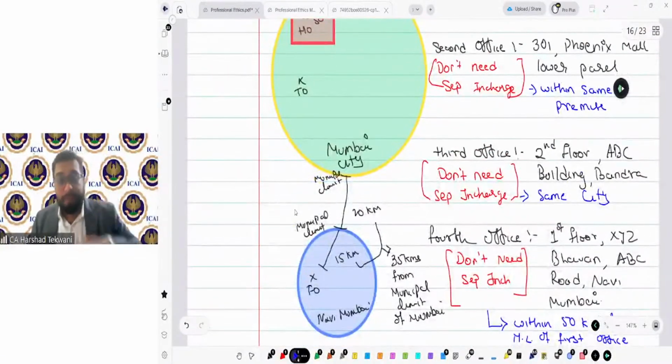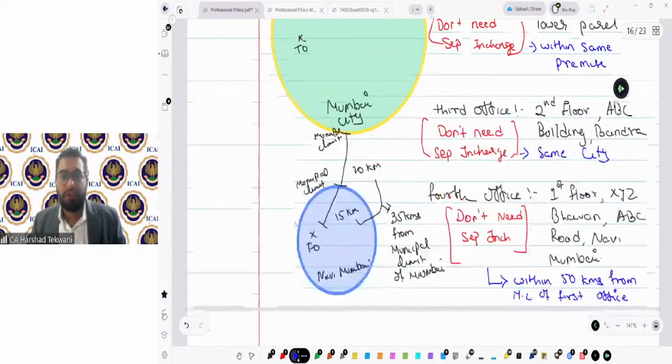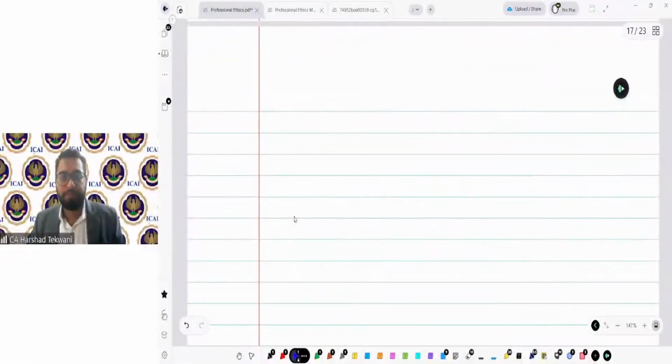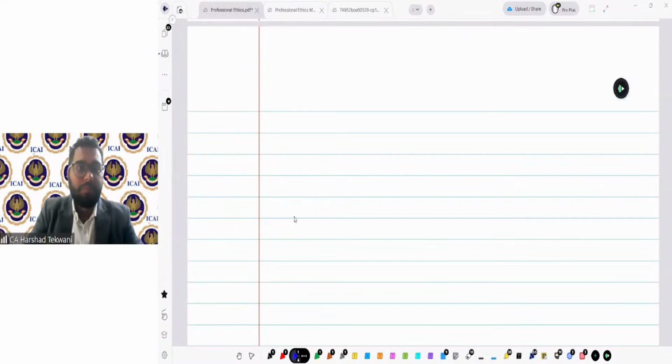If I have an office beyond that, that is more than 50 kilometers, then yes, I will be required to have a separate in charge for that particular office. Hypothetical example, I'll show you again. Just give me a minute. I'll show you with a real example so that it will be very easy for you to understand.